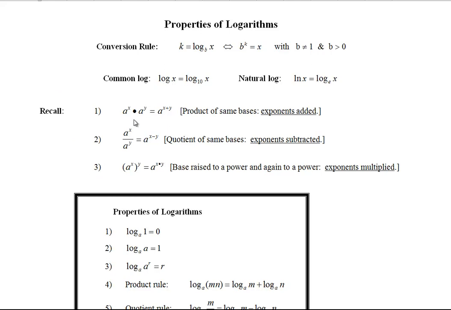Recall these rules. These are your exponential rules. You have a base raised to a power times the same base raised to a power. Remember, I can simplify by keeping the base and adding exponents. A base raised to a power divided by the same base raised to a power, I simplify by keeping my base and top exponent minus bottom exponent. If I have a base raised to a power and that in turn is raised to a power, I can simplify by keeping my base and multiplying my exponents.